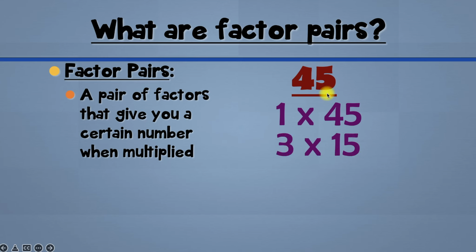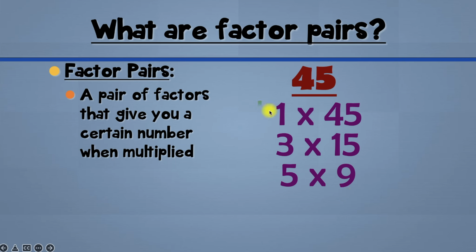4 can't go into 45. 5 can go into 45. So 5 times what is 45? Well, that would be 5 times 9. And the next number we would try is 6. That can't do it. 7 can't. 8 can't. And 9 can, but it's already been used. And that's our sign that we're done.